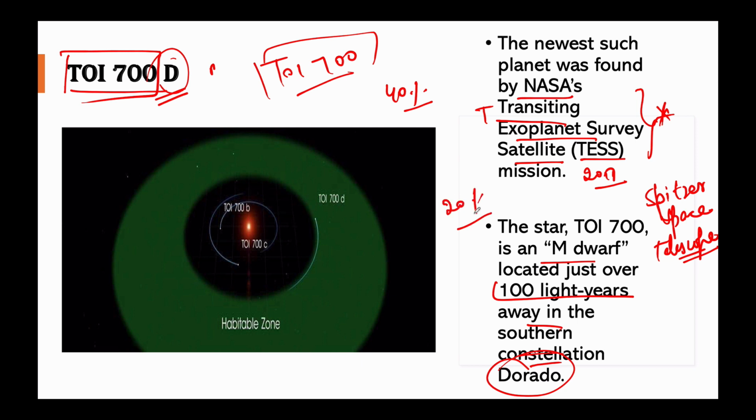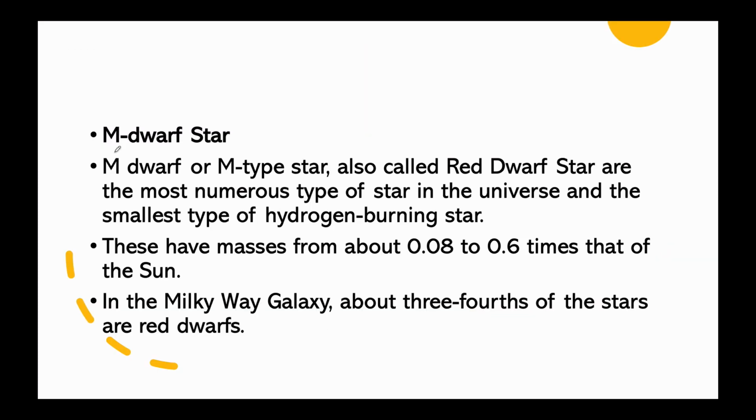It orbits its star once every 37 days. That means it completes one circle around its star in 37 days, and it receives an amount of energy equivalent to 86% of the energy that the sun provides the Earth. Now coming to the M dwarf star. This star is also known as a red dwarf star, and in our galaxy, the Milky Way, about 3/4 of the stars are red dwarfs.